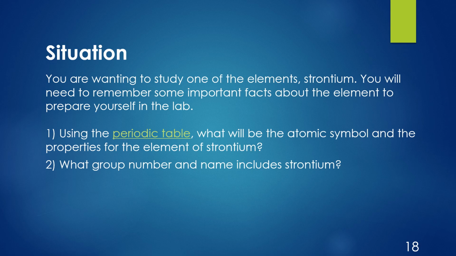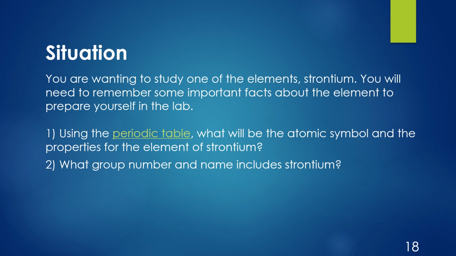Now let's try a practice problem using what we just learned about the arrangement of the periodic table. The situation says we want to study one of the elements, strontium. You will need to remember important facts about the element to prepare ourselves. If you have a periodic table at home, please get it out or try to pull one up so you can follow along and solve this problem with me. Using the periodic table, what will be the atomic symbol and the properties for the element of strontium?